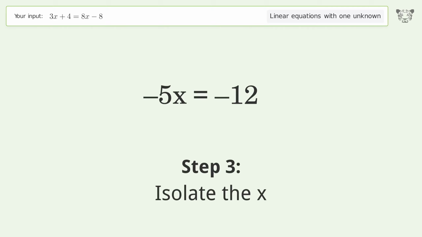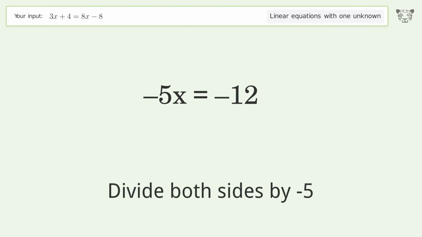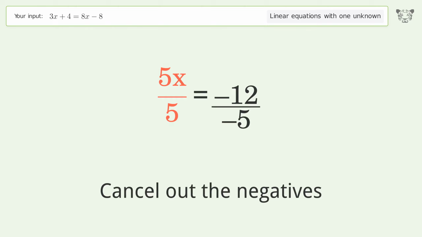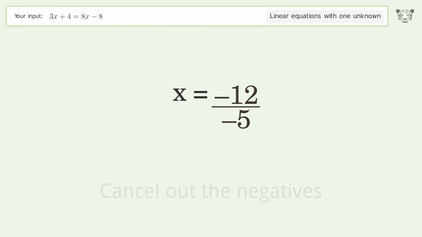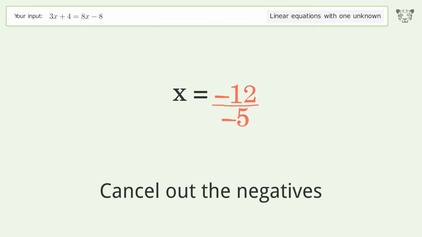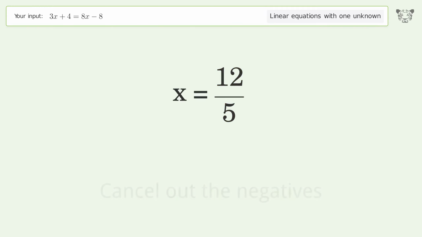Isolate the x. Divide both sides by -5. Cancel out the negatives. Simplify the fraction. Cancel out the negatives. And so the final result is x equals 12 over 5.